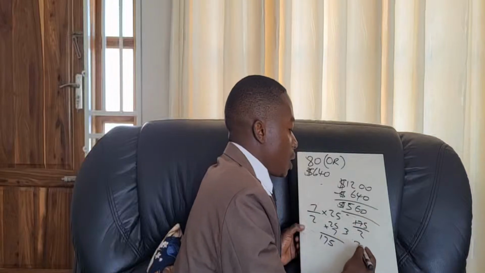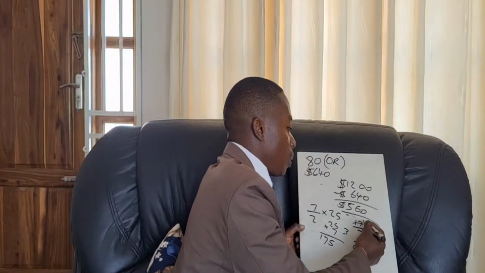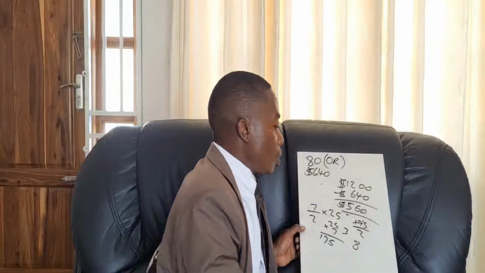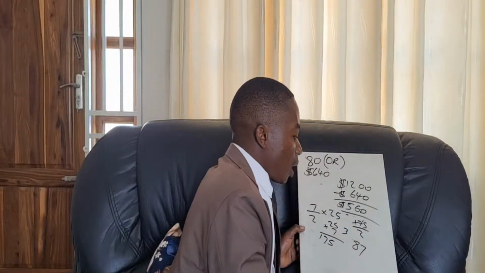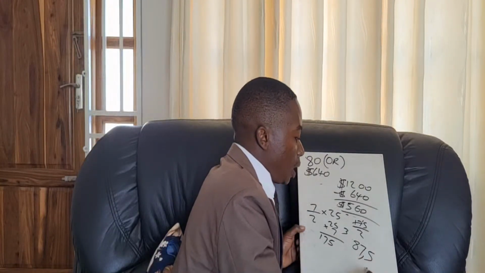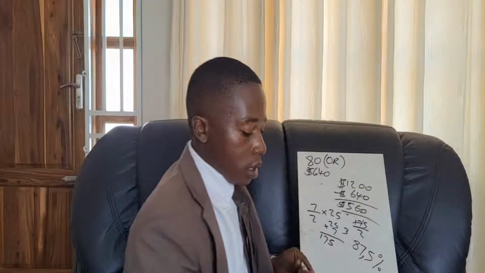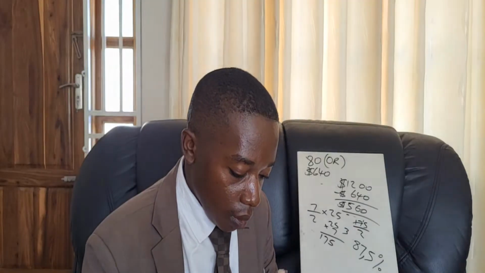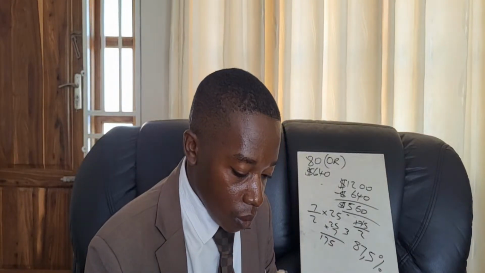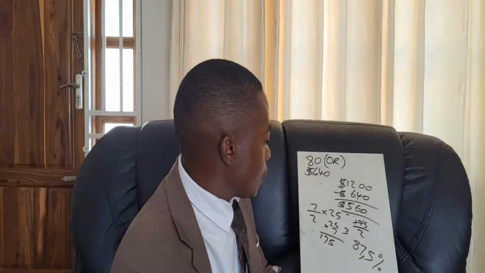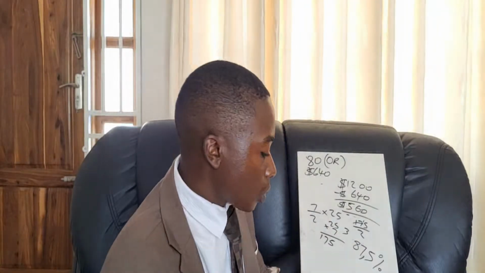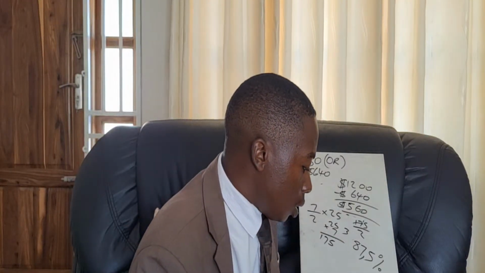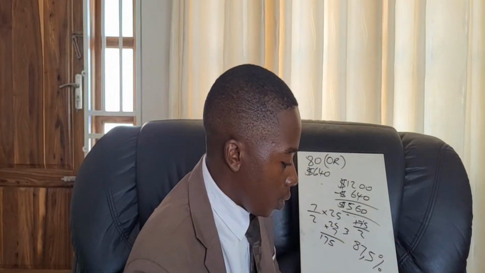2 into 17, that's 8 times. The remainder is 1, which makes 15. And 2 into 15 is 7 times, and a half. So 87.5%. That's the percentage profit, right? Do you have any question on that? No. Next question.